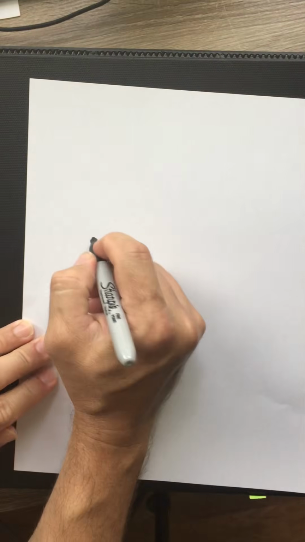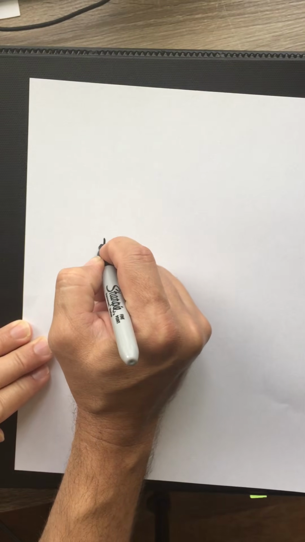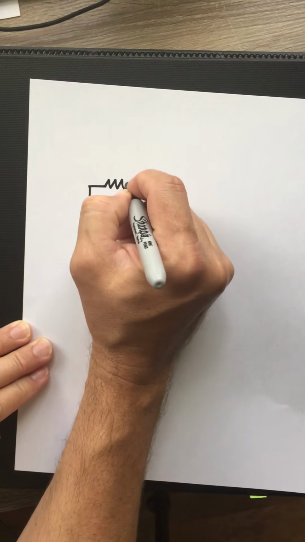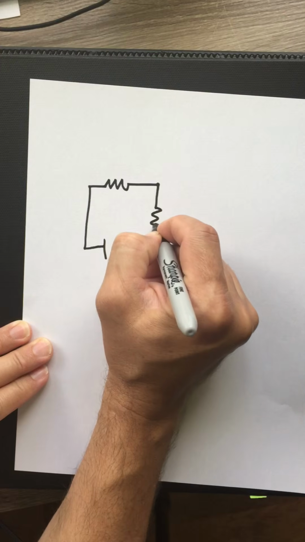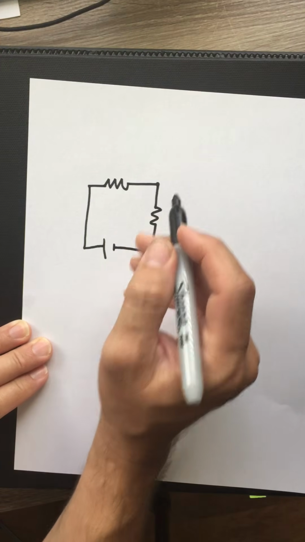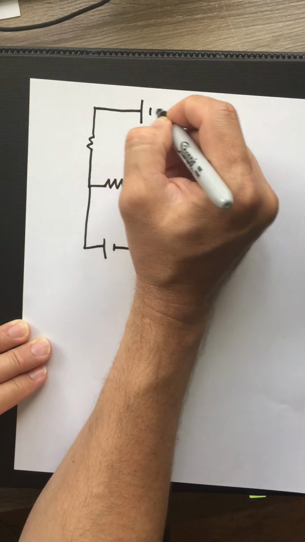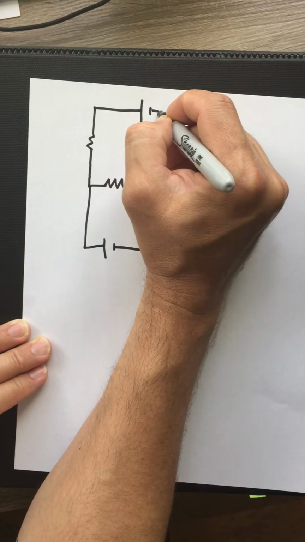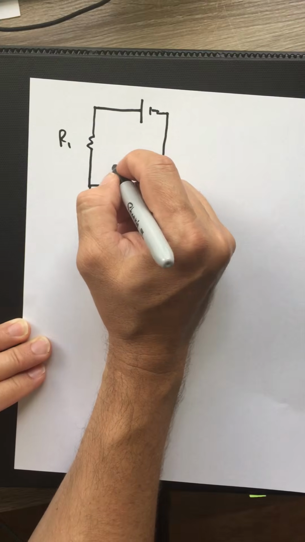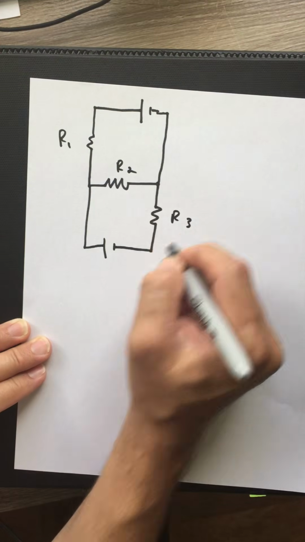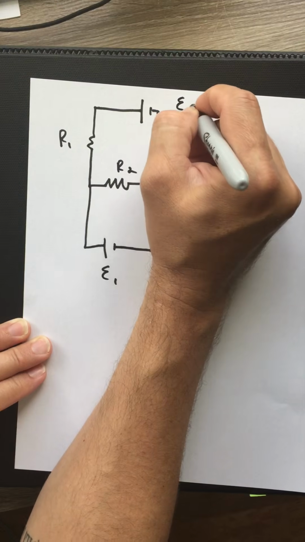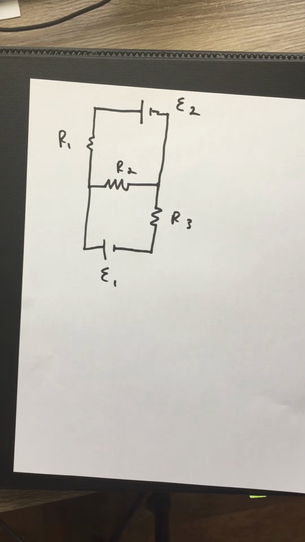All right. Here will be my circuit. And here's R1, R2, R3, E1, and E2. All right, so now my task is to determine the loops that I'm going to use.